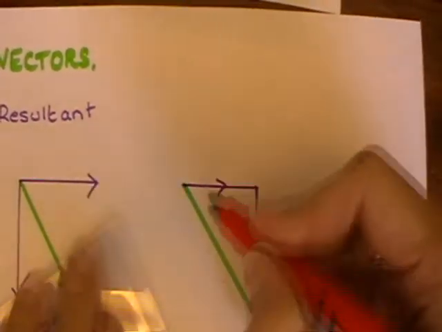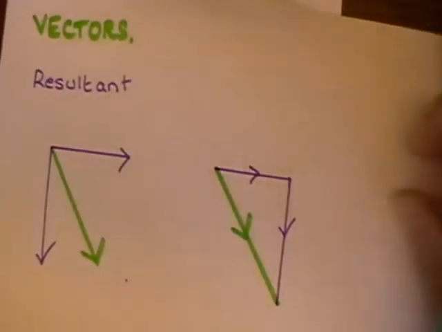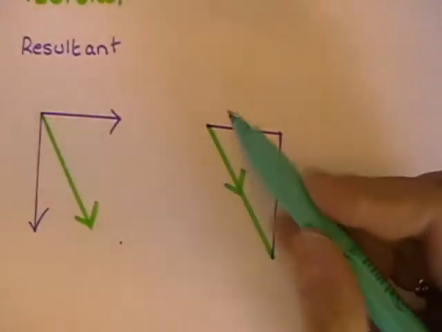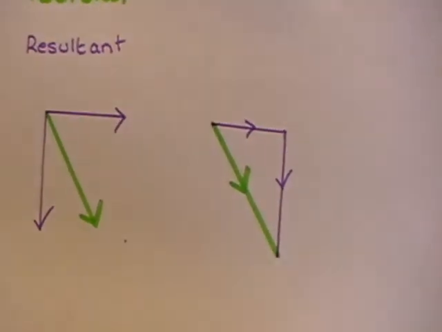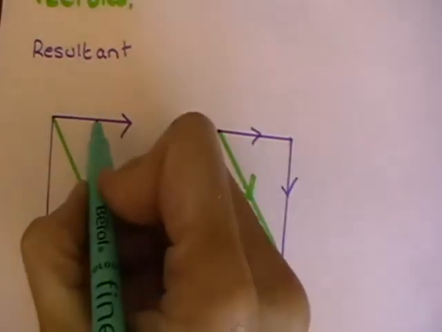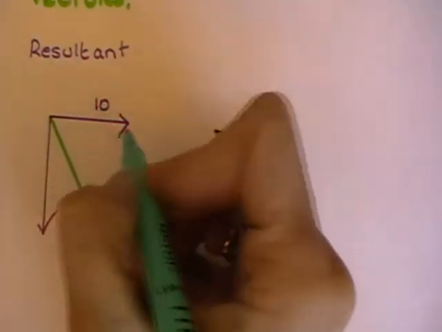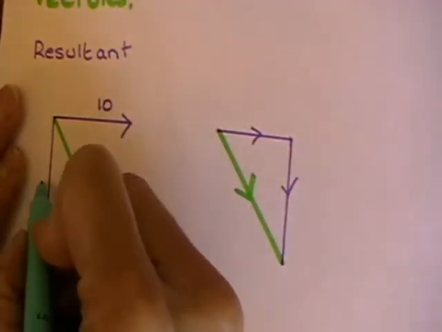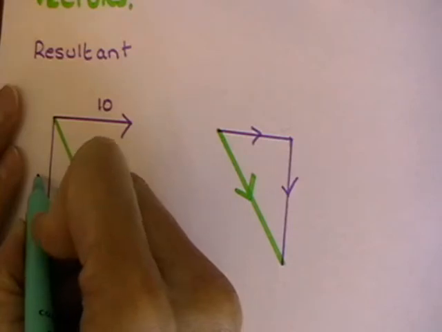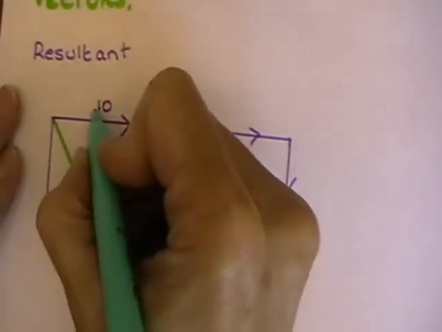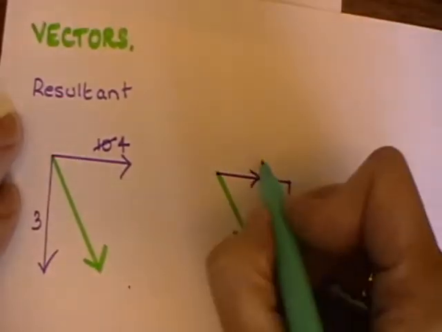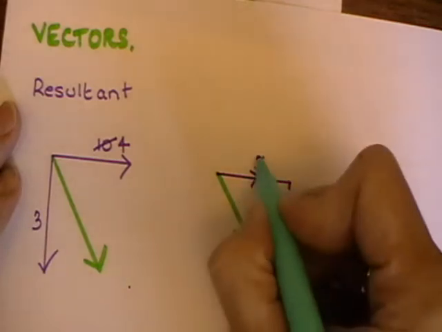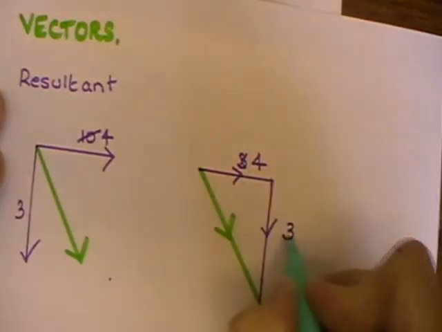And you should always put arrows onto your vectors to show their direction. Because obviously, a vector acting this way is completely different from a vector acting that way. They may have the same magnitude, but completely different direction. So in fact, I'm just going to make that 3 and make that 4. Then you have got 3 here, 4 here, and 3 here.